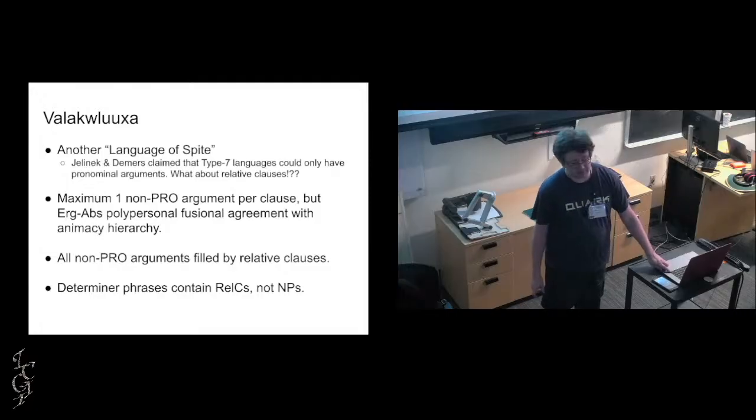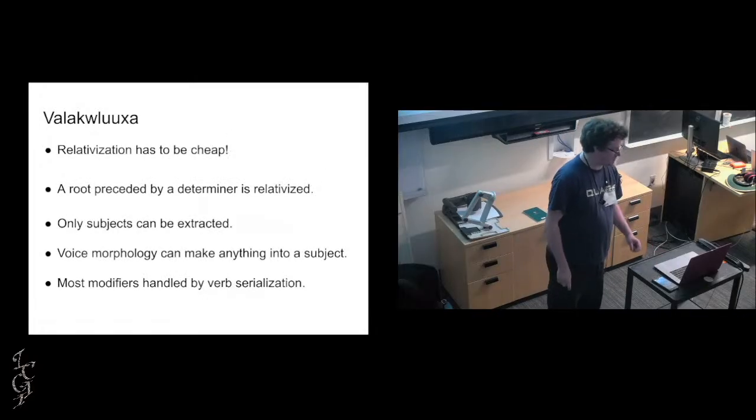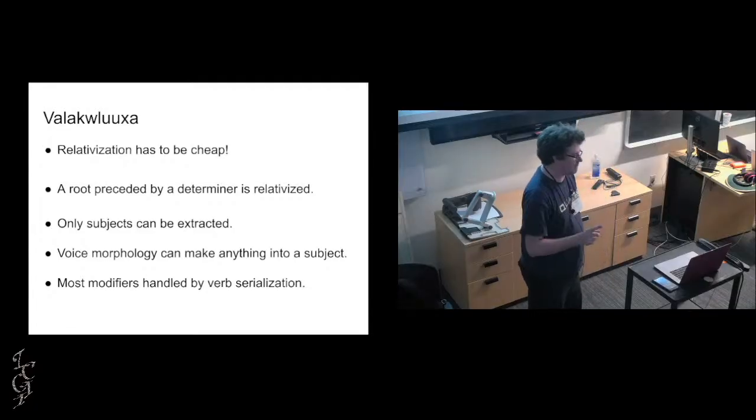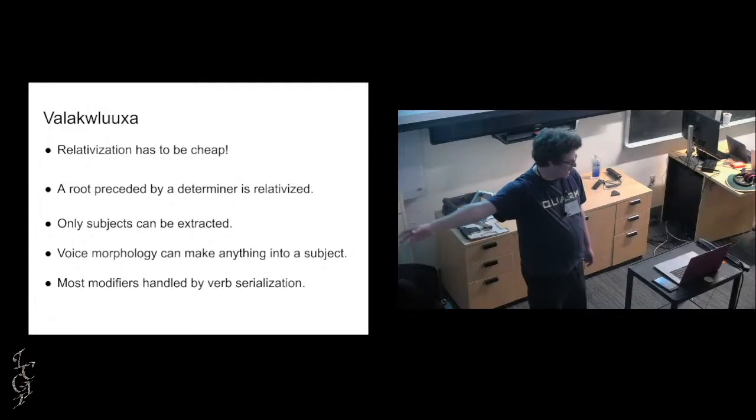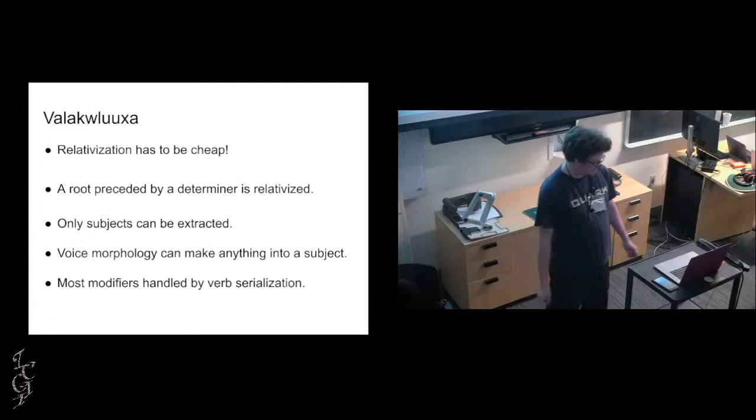So how do we do arguments at all? It turns out there are no lexical nouns, but you still have determiner phrases, and it's just that instead of sticking a noun into a determiner phrase, you always have to put a relative clause there. That means relativization has to be dirt cheap. You can't be saying "the one who" for every single noun in your sentence. That would just be ridiculous.